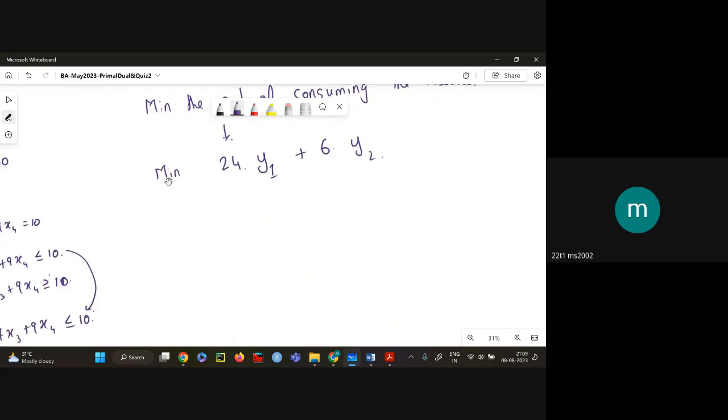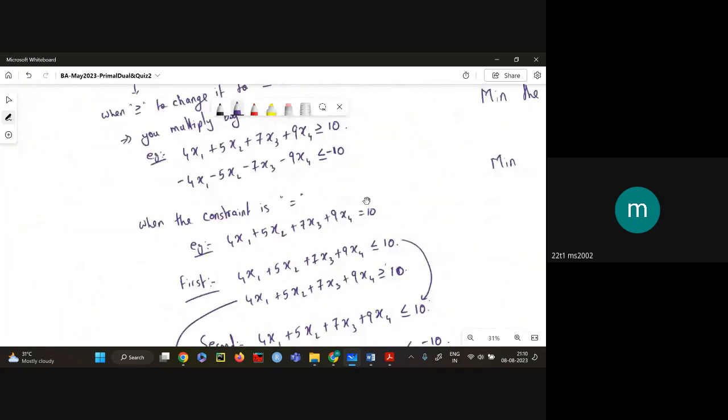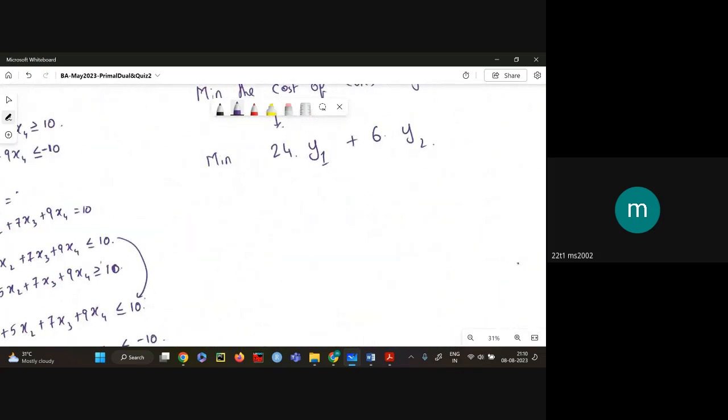Okay. So minimize 24 into y1 plus 6 into y2. Where do this 24 and 6 come from is the question. Once again, I'll write the formulation, then I will try to make it simpler. So the 24 and 6, these are called coefficients. The 24 and 6 are the RHS of constraint 1, and this is the RHS of constraint 2.